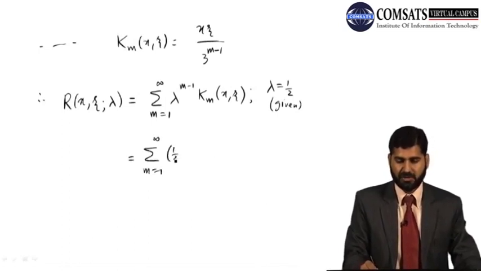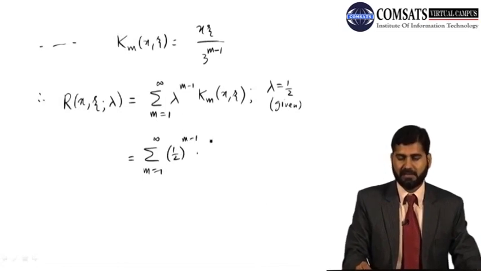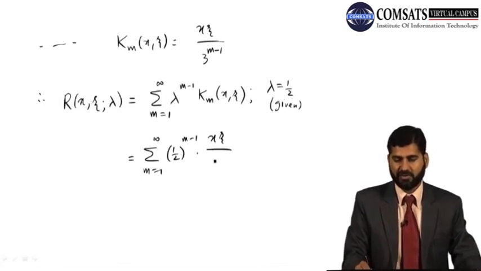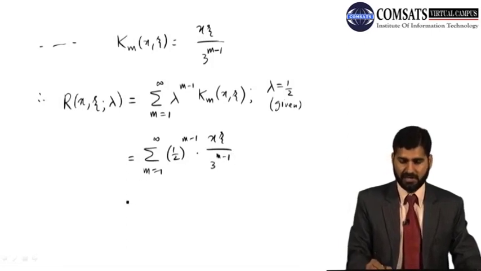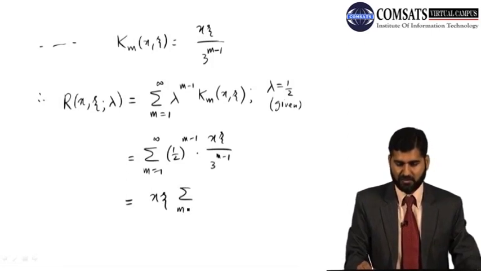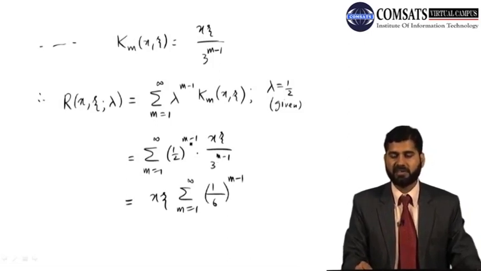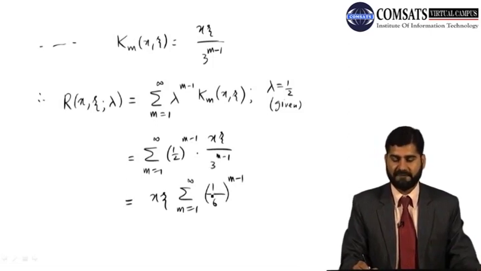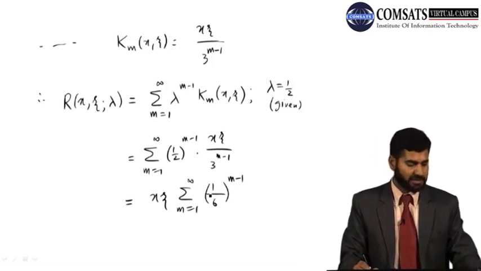Lambda is 1 by 2 to the power m minus 1, and km is x xi over 3 to the power m minus 1. All you have is x xi as common, summation m goes from 1 to infinity of 1 over 6 to the power m minus 1, right? 1 by 2 to the m minus 1 and 1 by 3 to the m minus 1, so it is 1 by 6 to the m minus 1. It's a geometric series.